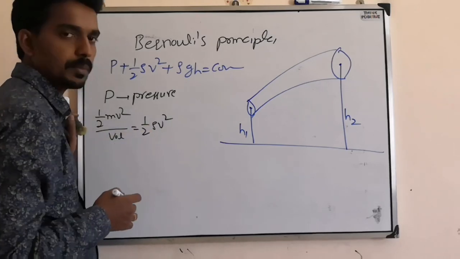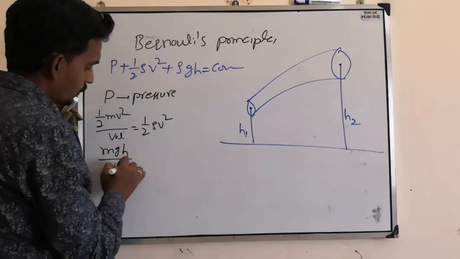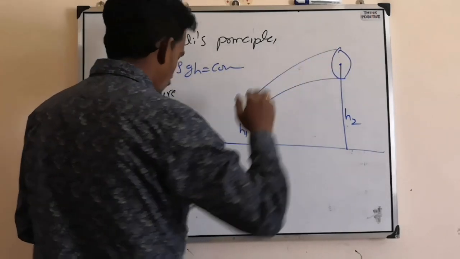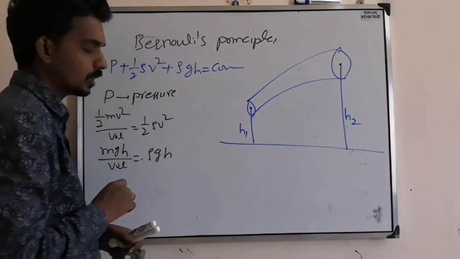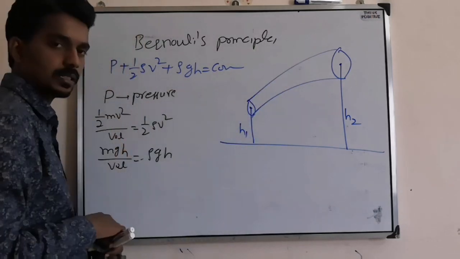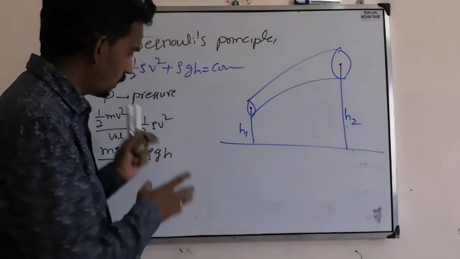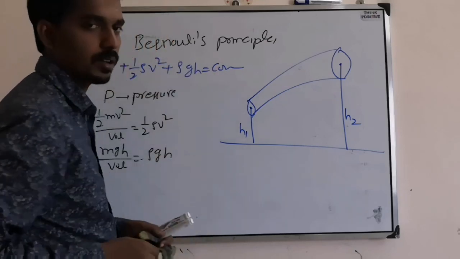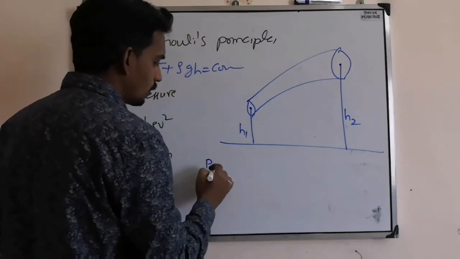So kinetic energy per unit volume is half rho v squared, and potential energy mgh per volume is rho gh. When you go to another point, height changes so potential energy may change. Velocity may change so kinetic energy changes. Pressure may change. But what he said is, these changes happen in such a way that the total sum remains constant.